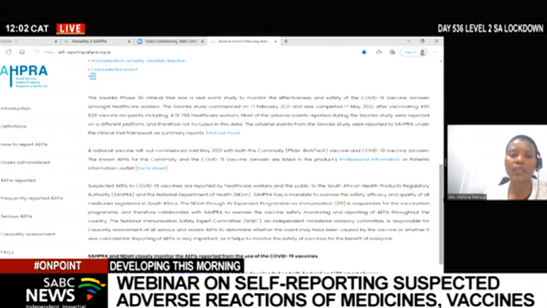As the rollout basically started with the Sisonke phase 3B clinical trial, which was monitoring the effectiveness and the safety of the COVID-19 vaccines among healthcare workers. And then we say when it started, when it came to an end, and how many people were vaccinated. What's important to note is that the adverse events from the Sisonke study were not reported to SAHPRA's pharmacovigilance unit; they were reported to SAHPRA rather under the clinical trial framework. So hence we did not include those here. If you want more information, you go here and you'll find more information regarding that.